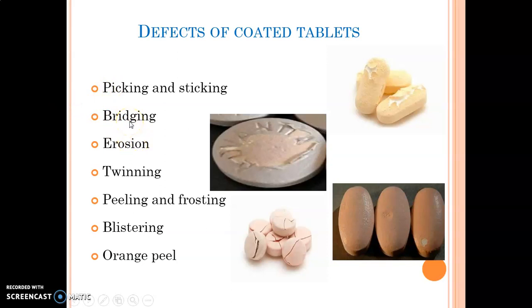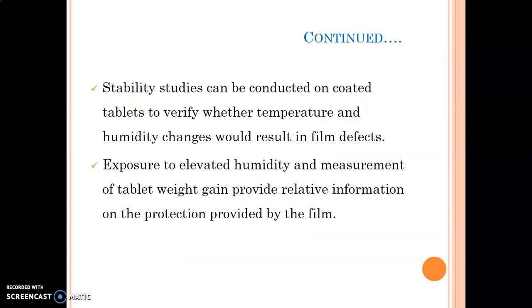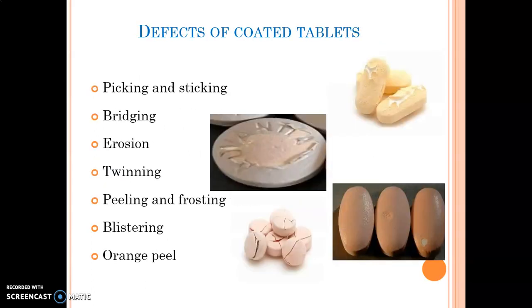Then coming to bridging, it occurs when the coating fills in the lettering or logo on the tablets, and it is typically caused by excess application of the solution or coating material. Then erosion can be the result of soft tablets, a wetted tablet surface, inadequate drying, or lack of tablet surface strength. Then twinning is the term for two tablets which stick together.